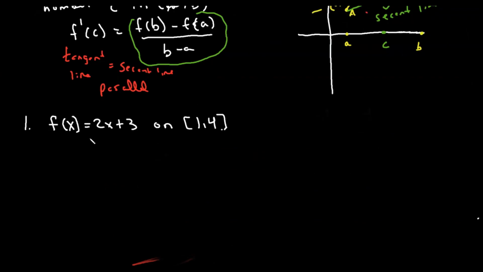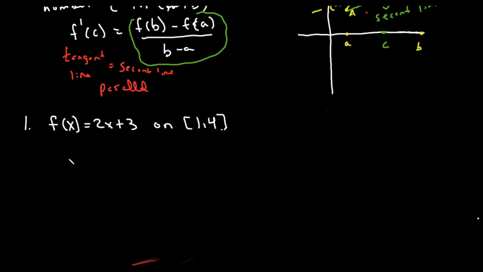Alright guys, so the first problem says f of x is equal to 2x plus 3 on the interval 1 to 4. It's asking us to determine whether the hypothesis of the mean value theorem holds for this function on the interval. So all we have to do is show that this is continuous on the interval and differentiable. If you plug in any value from this interval into there, you get back an answer. So it is continuous at all points in the interval. Obviously, it is differentiable, no problem.